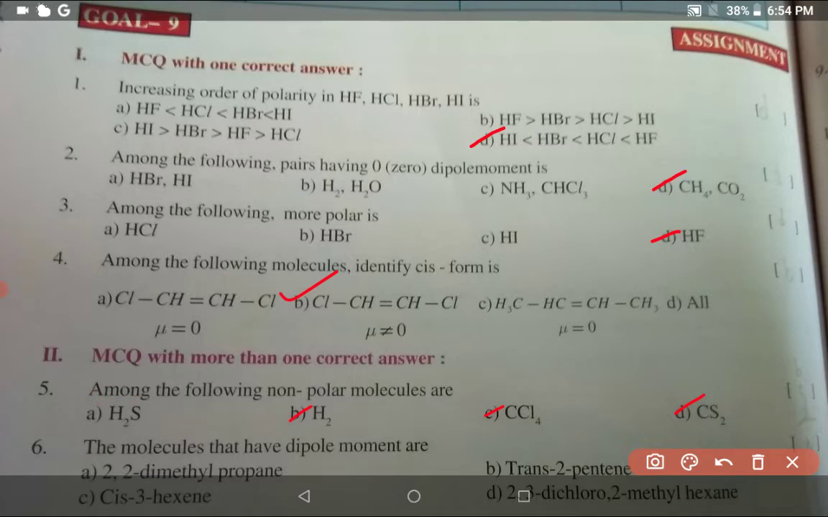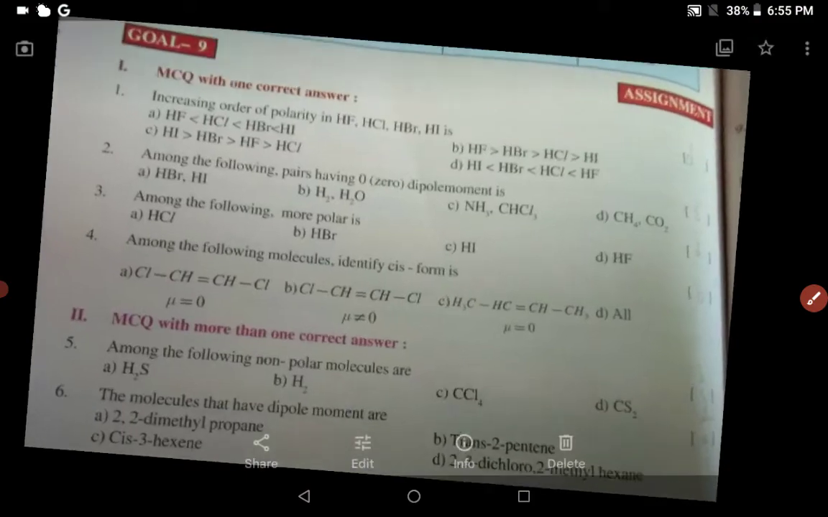Sixth one, the molecules that have dipole moment are. Like these are kind of examples, right? So options are A, C, D. Here I'm unable to mark it, so you can mark it in yours. First is 2,2 dimethyl propane, C is cis 3 hexene, and D is 2,3 dichloro 2 methyl hexane. So these three are the right choices. Moving on to the next question.